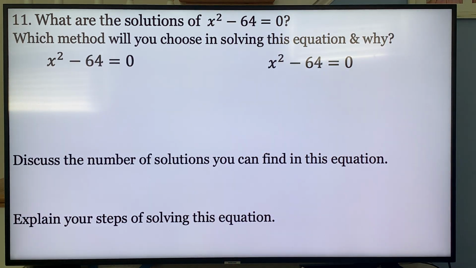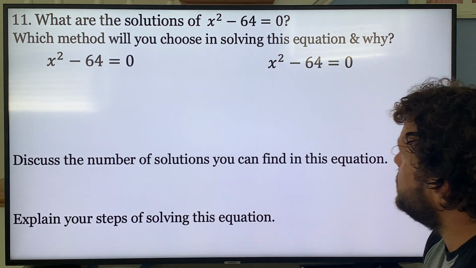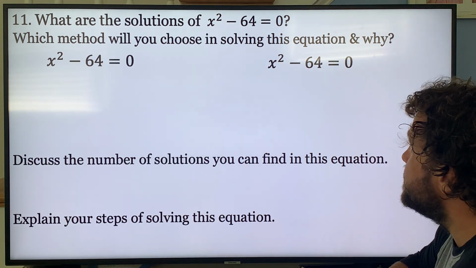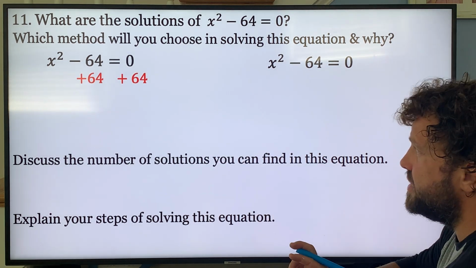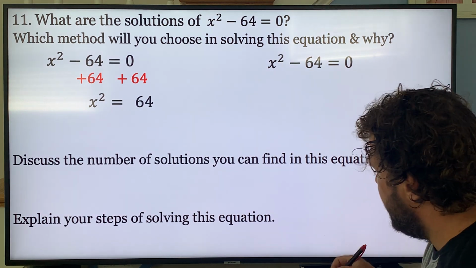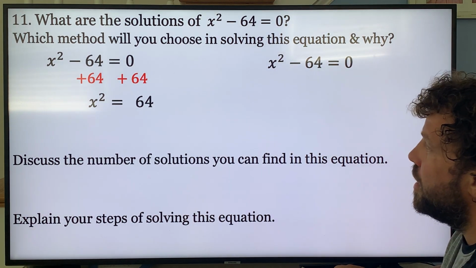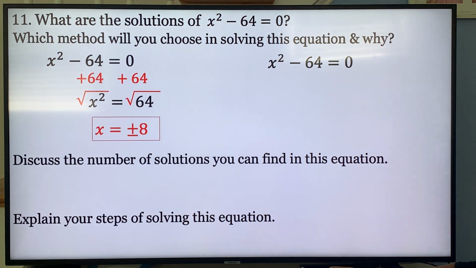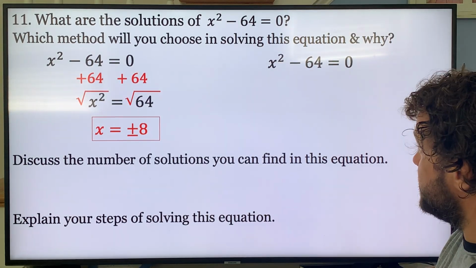What are the solutions of x squared minus 64 equals 0? We're about a third of the way done. Which method will you choose in solving this equation and why? There's two ways to do this. First way, I can add 64 to both sides and get x squared equals 64, right? And then what I would do next is take the square root. The square root of 64 is not just 8, it's actually plus or minus 8. 8 times 8 is 64, and negative 8 times negative 8 is also 64.